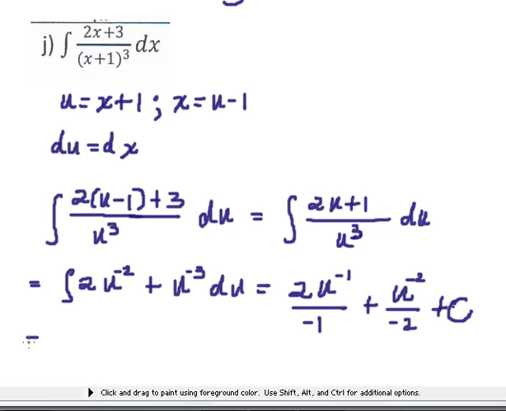Okay, and that's equal to minus 2 times x plus 1 to the minus 1 minus 1/2 times x plus 1 to the minus 2 plus c.